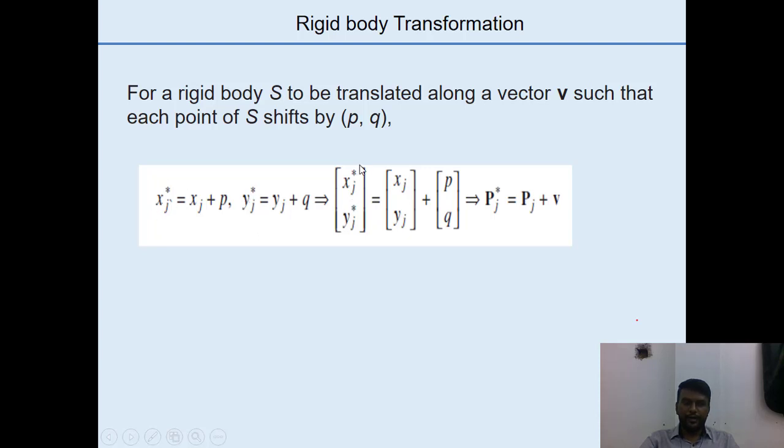So we can represent that in matrix form: the vector xj star, yj star can be represented as the vector xj, yj plus the vector p, q. The position of the new point is pj star, and its coordinates are pj plus v. This vector is called v, and this is called pj. The new coordinates will be this.